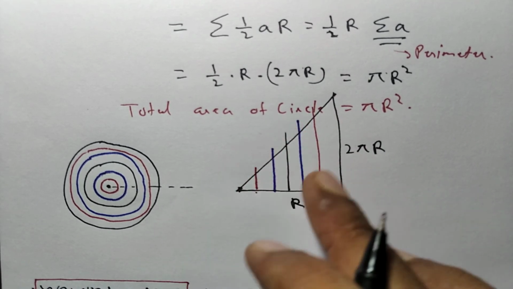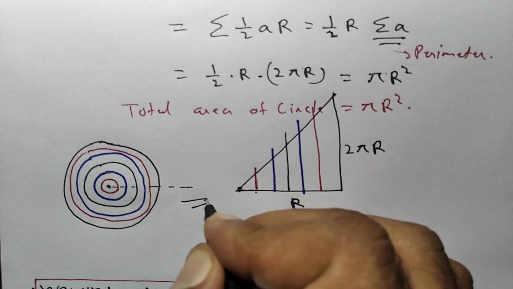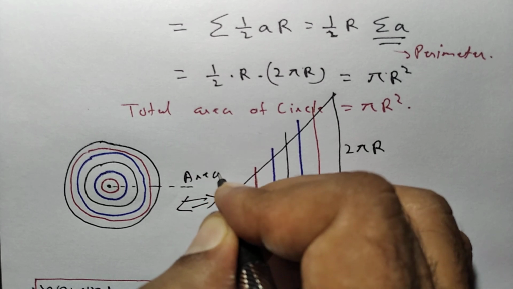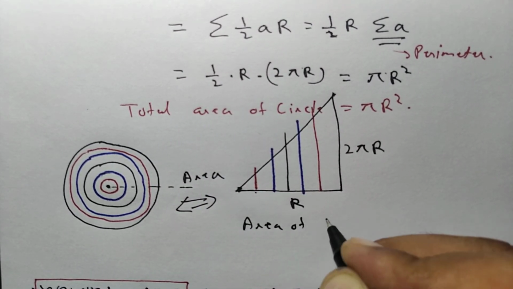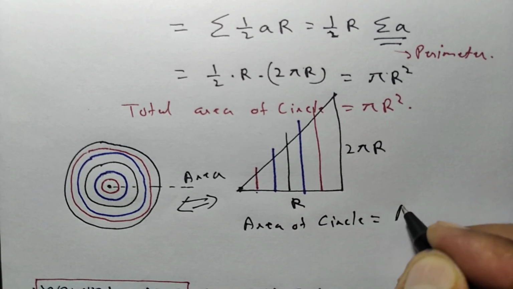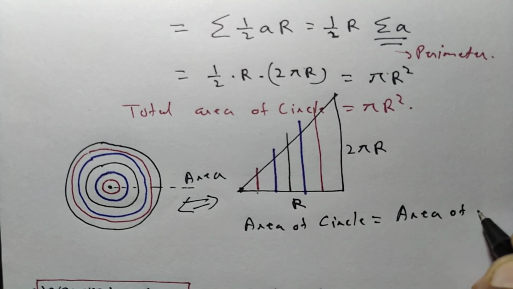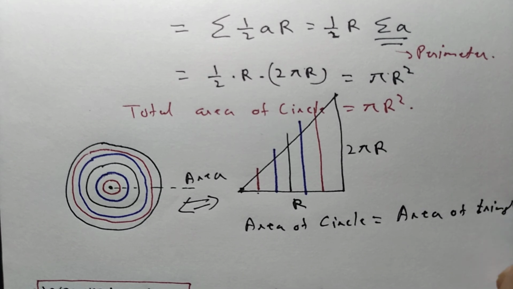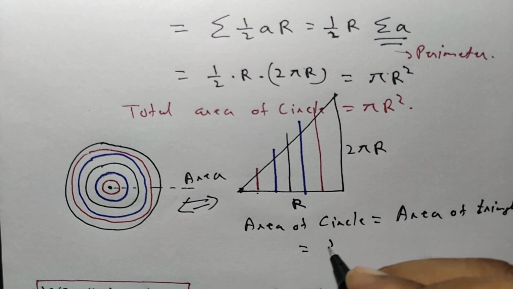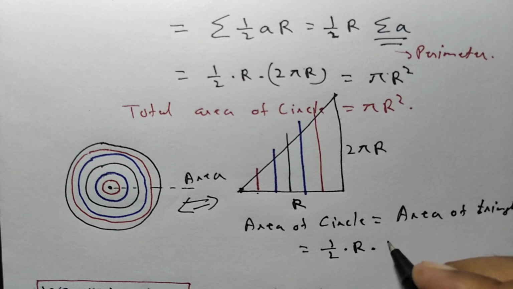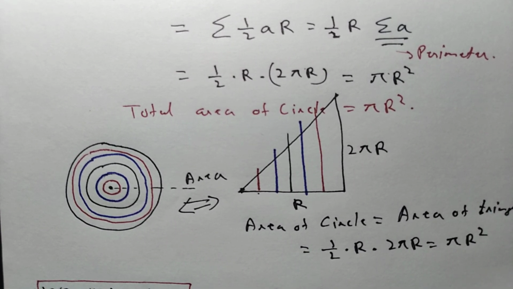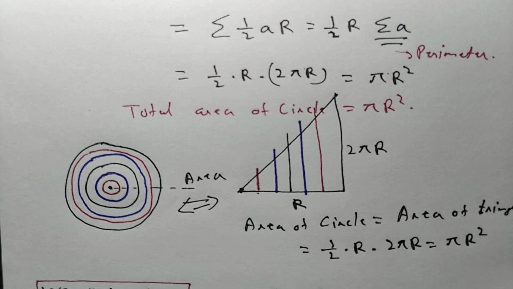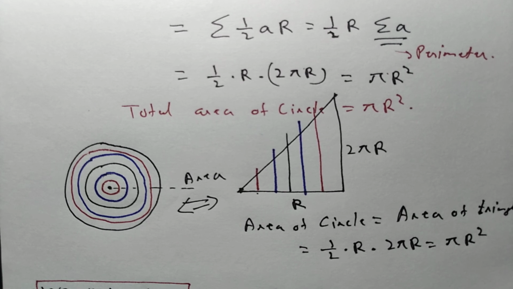So now area of this triangle and circle will be equal. So what we get? Area of circle equal to area of triangle, and this is equal to 1 by 2 into r into 2 pi r, which is again equal to pi r square. This is again a very good proof for calculating the area of the circle, that it is equal to pi r square.